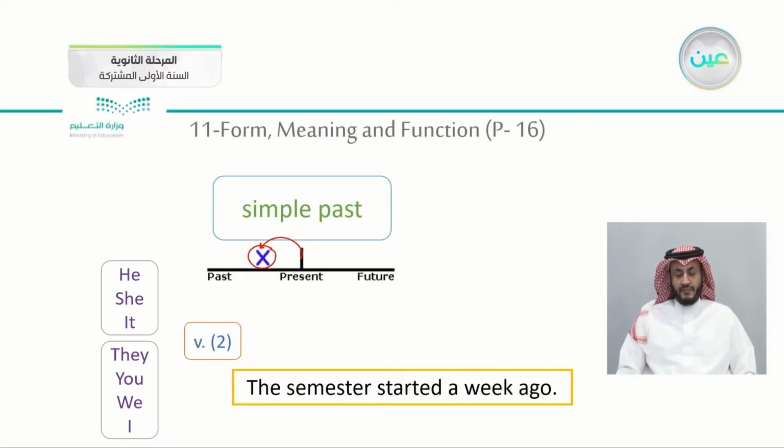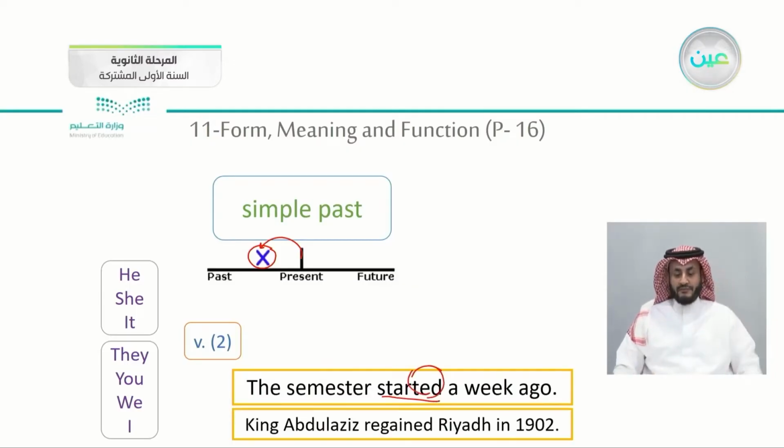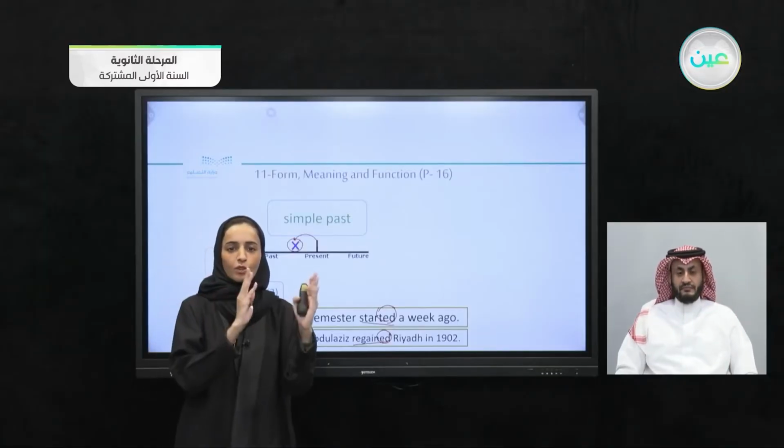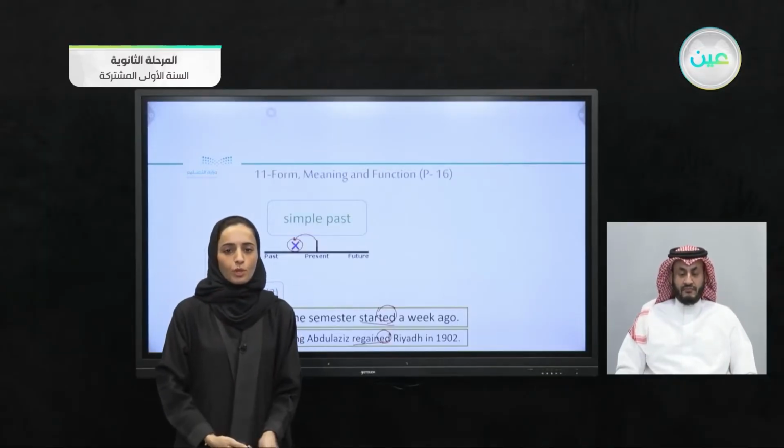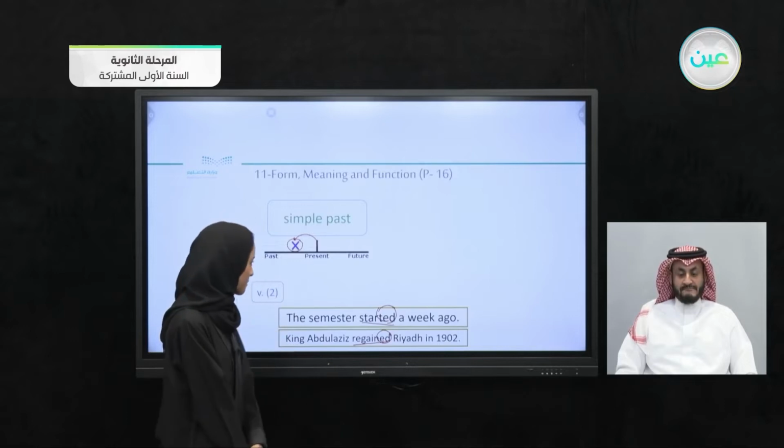So, the semester started a week ago. Notice, it started, verb number 2 here. Then, King Abdulaziz regained Riyadh in 1902. He regained, regular form of the verb, regained. You notice, just the subject followed by verb number 2. We don't have a helping verb, by the way, in here.